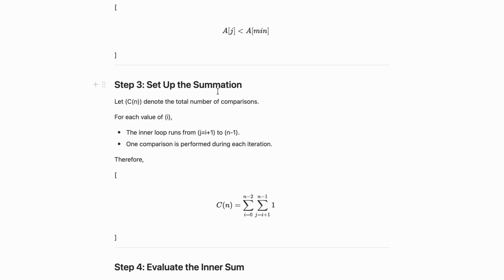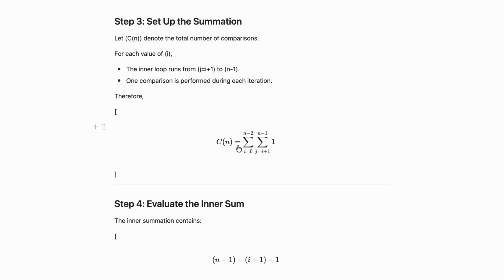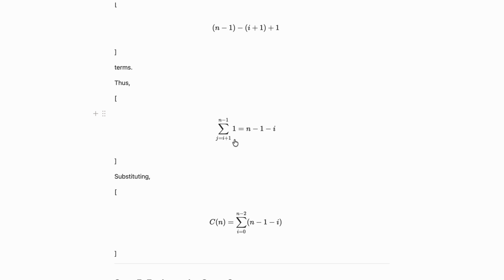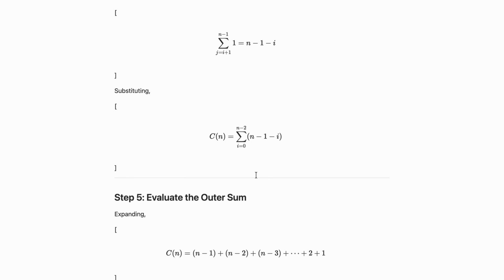Now in step 3, set up the summation. Let C(n) denote the total number of comparisons. For each value of i, the inner loop runs from j equals i plus 1 to n minus 1. One comparison is performed during each iteration, as we have seen in the algorithm. Therefore, C(n) equals the summation of i from 0 to n minus 2 of the summation of j from i plus 1 to n minus 1 of 1. Then we evaluate the inner sum. The inner summation contains n minus 1 minus (i plus 1) plus 1 terms, thus this equation comes, and after substituting the values we get this.